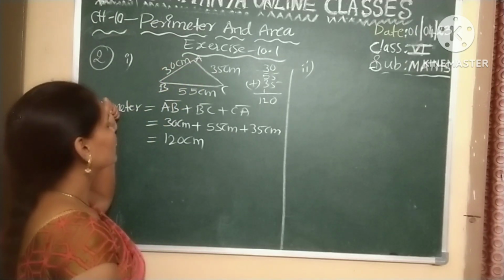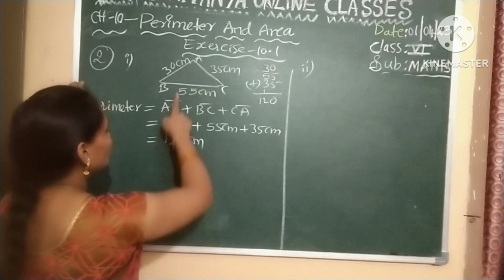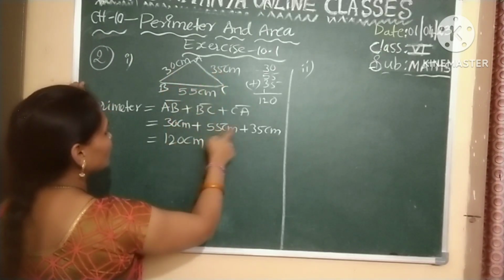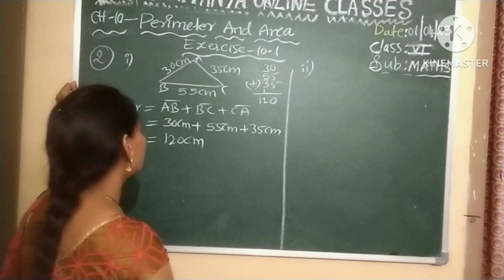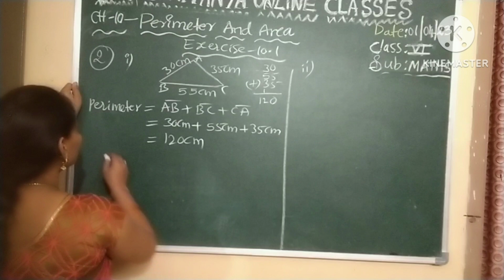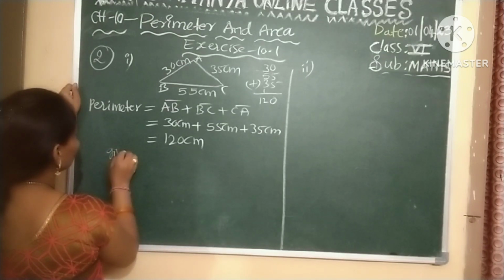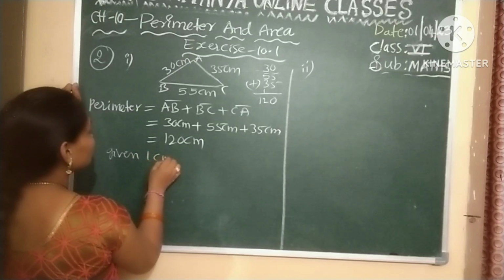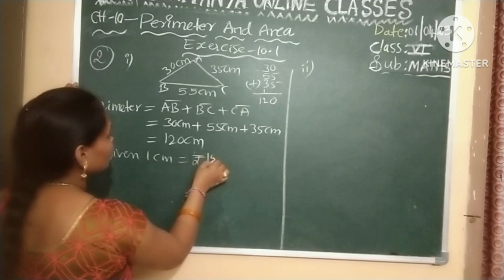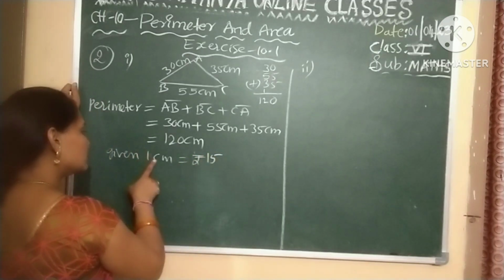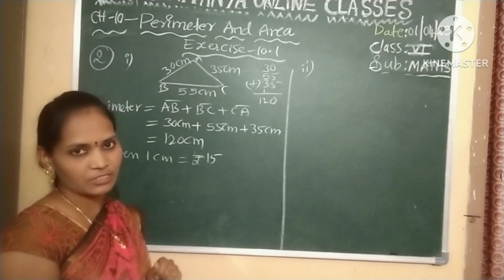First we should find the perimeter of triangle: AB plus BC plus CA. That is the formula. Whatever sides are given, I wrote and did the sum also. So, 120 centimeters we got as the perimeter of the triangle. Now, given in the question, for 1 centimeter the cost is ₹15. If 1 centimeter costs ₹15, what about the cost of 120 centimeters?